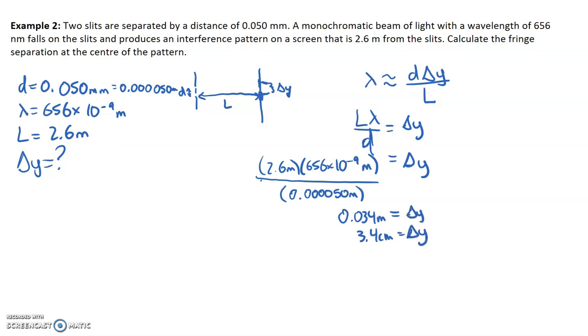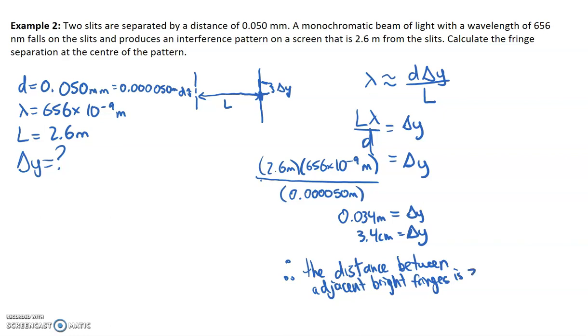Likewise, from the last one, we would conclude, therefore, that the distance between adjacent bright fringes is 3.4 centimeters. There you go.